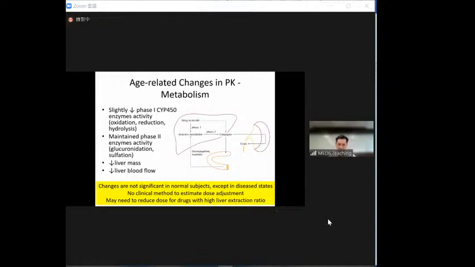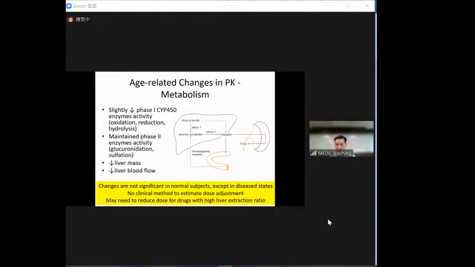It may be affected if the drug is something like verapamil or propranolol, which has a high liver extraction ratio. In this case, the liver is very capable of metabolizing the drug, be it protein bound or protein free, free drug.